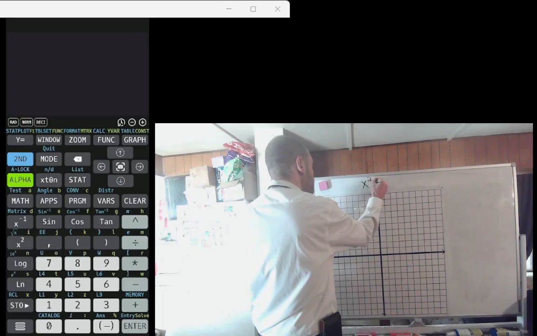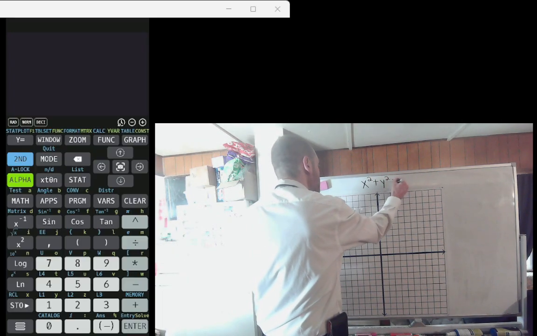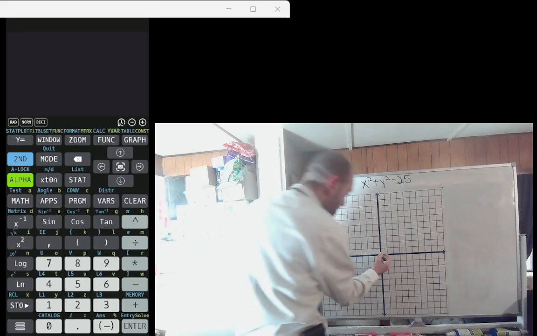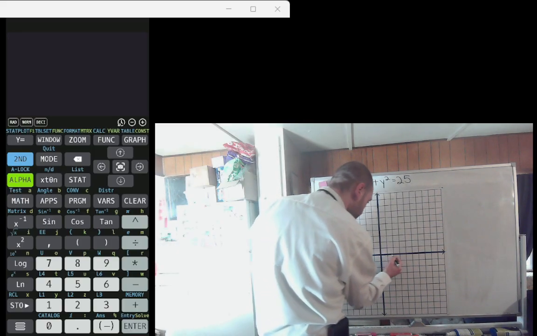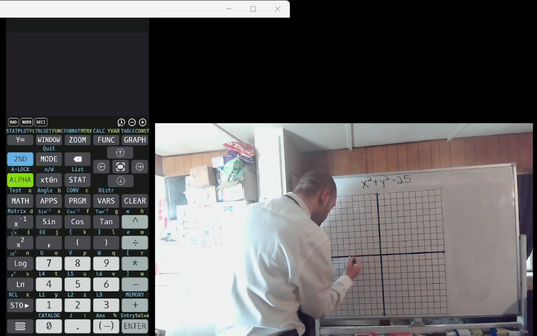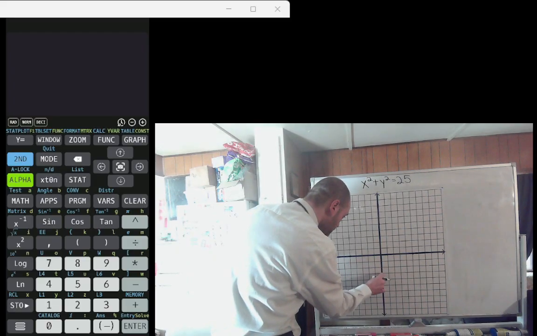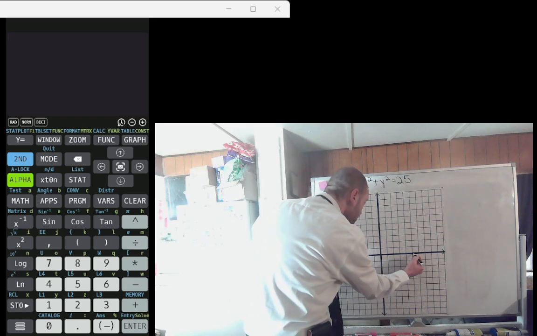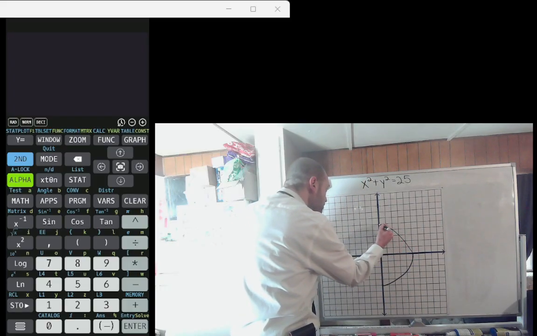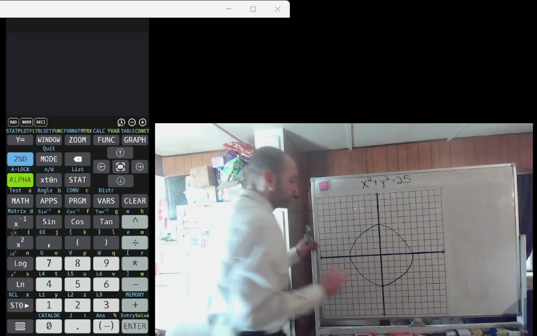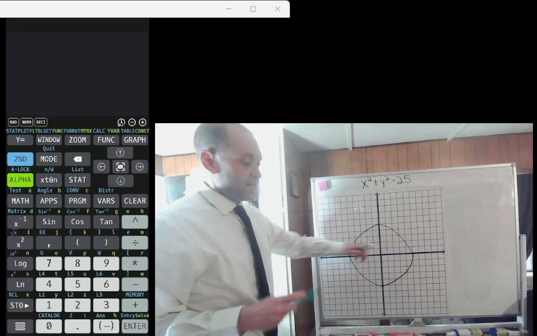x squared plus y squared equals 25. So we have x squared plus y squared equals 25. So we have a graph of a circle with radius 5 with center at the origin. So there's your circle with radius 5, center at the origin.